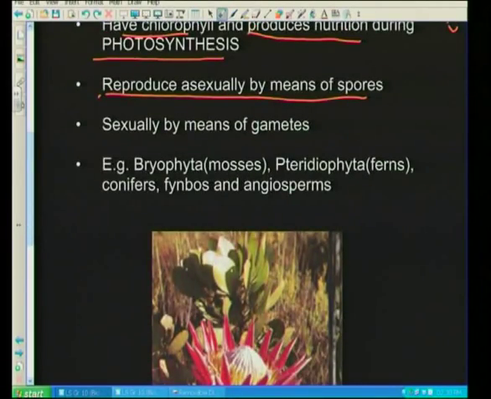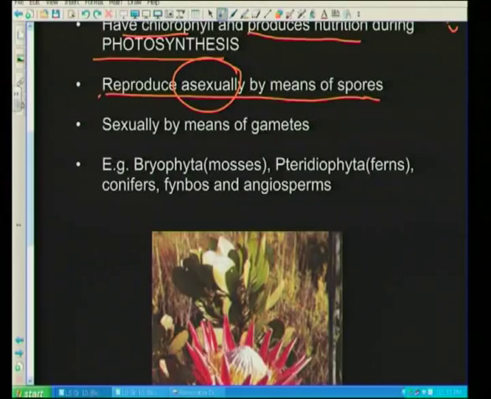If we look closely at the word asexual, asexual simply means an organism producing another, but not by means of gametes. Sperm and egg cells are not involved in coming together to produce another organism. So plants can reproduce asexually by means of spores or vegetative reproduction. Another name for asexual reproduction is vegetative reproduction.